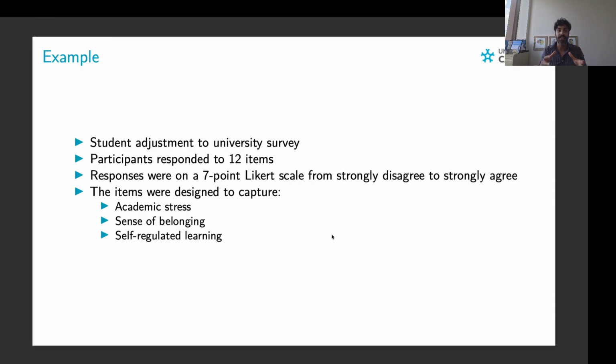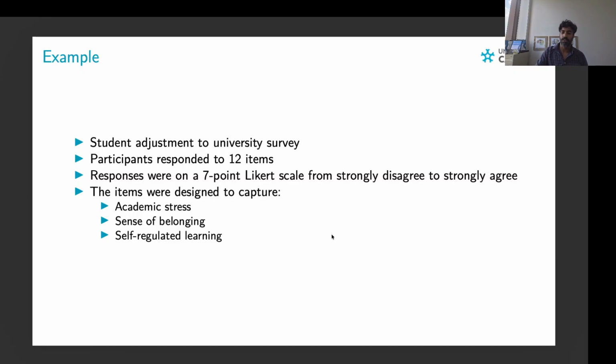So what I want to do is do an example, and we'll see how this works in action. This is a student adjustment to university survey. I wanted to see how well students are adjusting to university. Participants responded to 12 items. Responses were on a 7-point Likert scale from strongly disagree to strongly agree, and the items were designed to capture academic stress, sense of belonging, self-regulated learning.